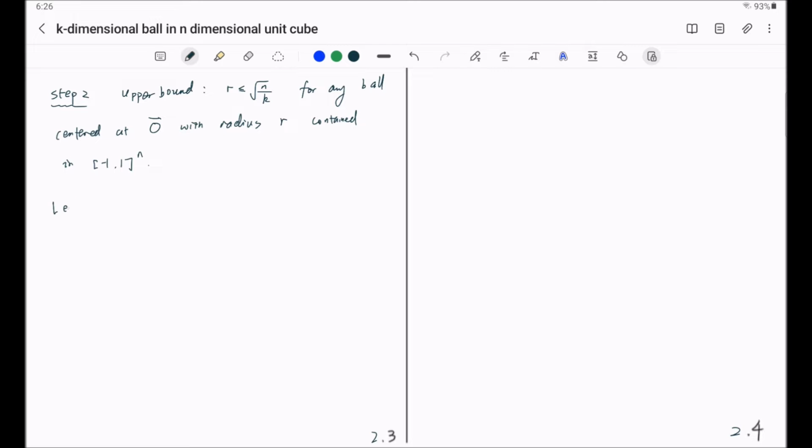Now, let B be any ball centered at the origin with radius r, any ball that is contained in this cube. In order to study this ball, we're going to give it a parameterization.